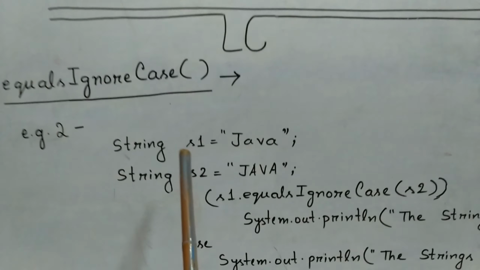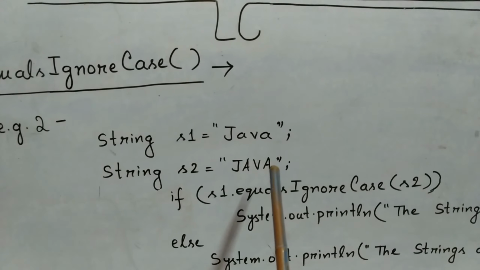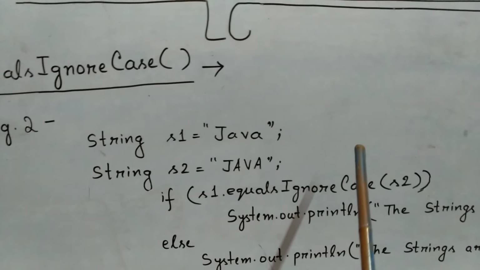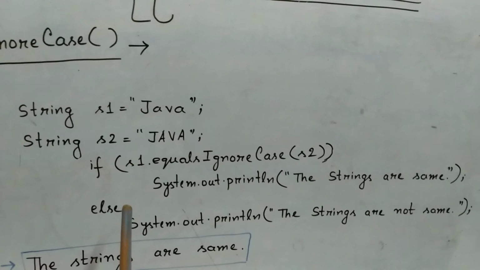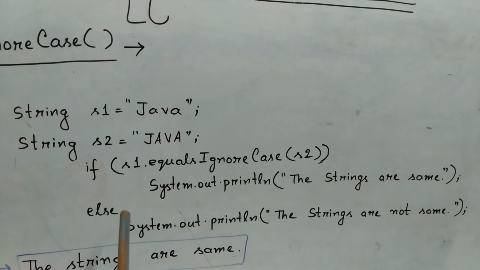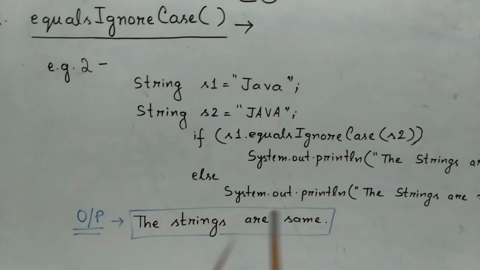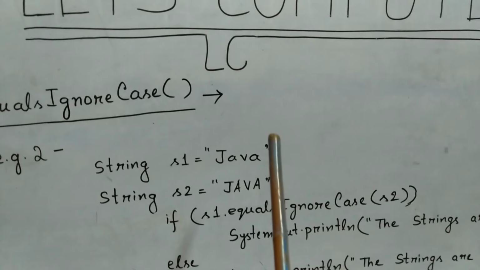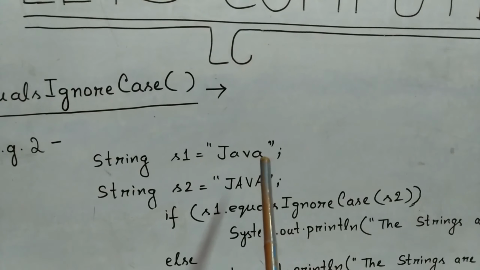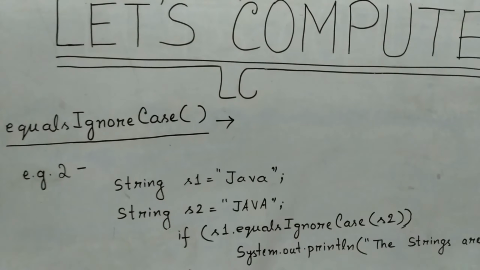Example 2, string s1 equals Java in running hand, string s2 equals JAVA in uppercase letters, that is capital letters. Now an if-else statement, that is a decision-making statement, has been deployed to check whether the strings are same or not. It has resulted in the strings are same, since ignoring the case there is no basic difference between these two input strings.